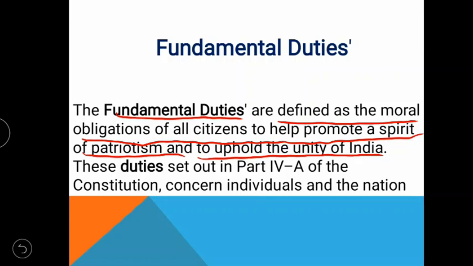These duties are set up in Part IV-A of the Indian Constitution, concerning the individual and the nation. So fundamental duties are mentioned in Part IV-A of the Indian Constitution. And as I have already explained, it is to promote the spirit of patriotism and to uphold the unity of India. Because I got the rights to exercise my powers, there must be some duties as well. One who is providing you rights, you must know and follow some duties.